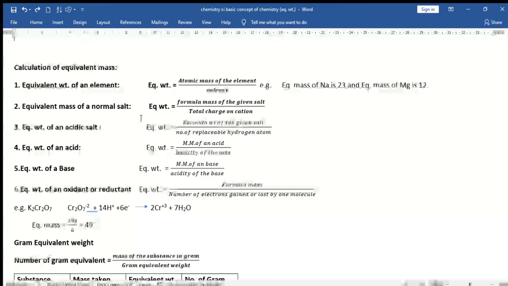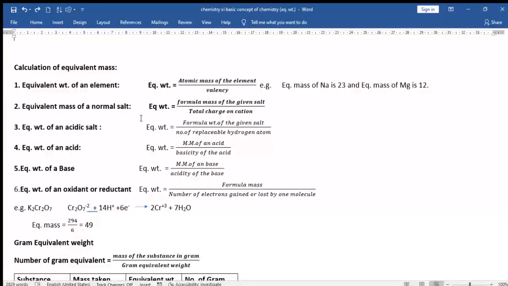In this case, we have to write down the formula mass of sodium carbonate, Na2CO3, but here there are 2 sodium atoms in the molecule. So the total charge on the cation is 2. So we have to write down the formula mass of sodium carbonate divided by 2.